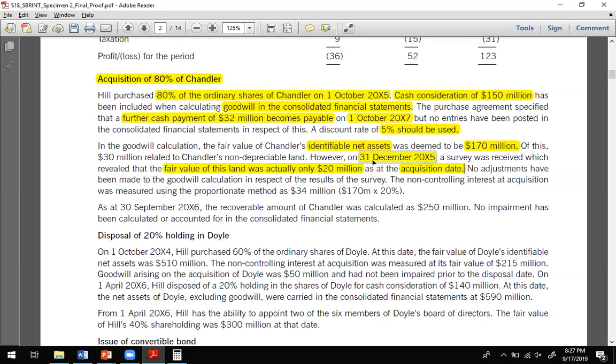So ideally, if the updated value is received within 12 months from the date of purchase, we consider that as a pre-acquisition fair value adjustment, which we had discussed during the last class. So we are going to decrease the value by how much? By $10 million. From $30 million to $20 million, we should be reducing this by $10 million. No adjustment has been made to the goodwill calculation in respect of the result of the above survey. So we haven't incorporated this so far.